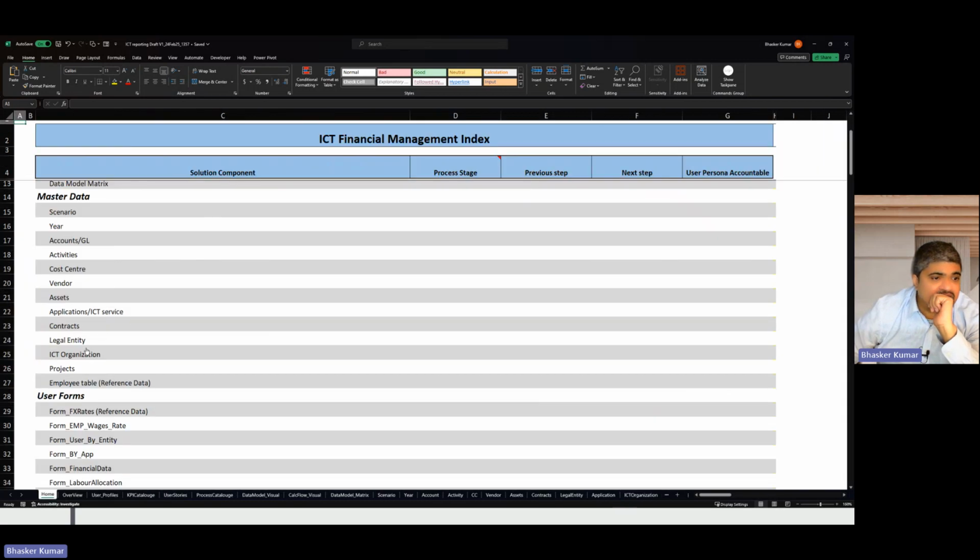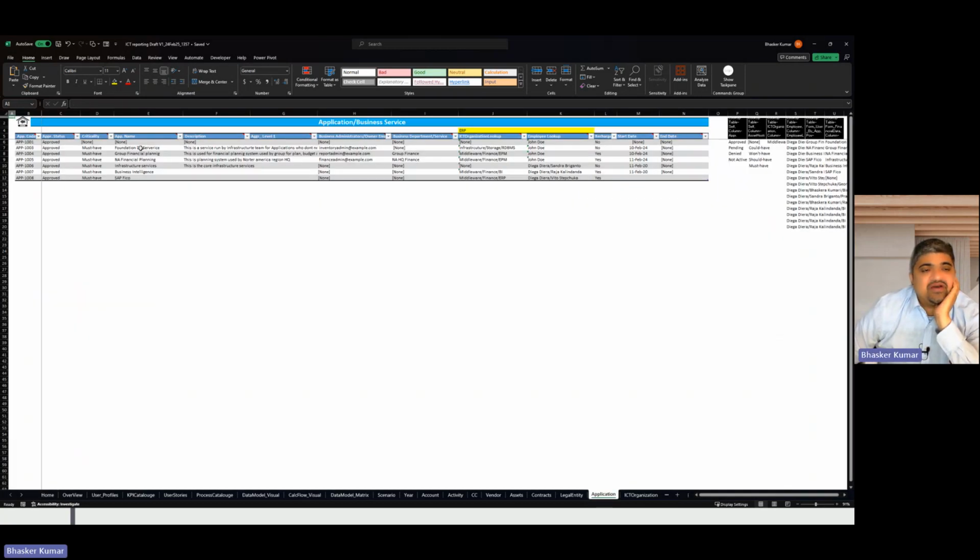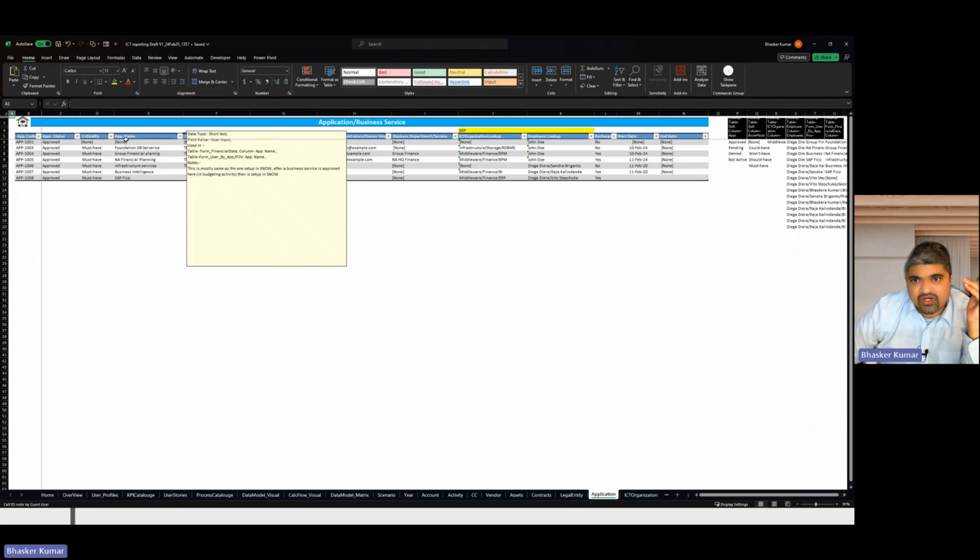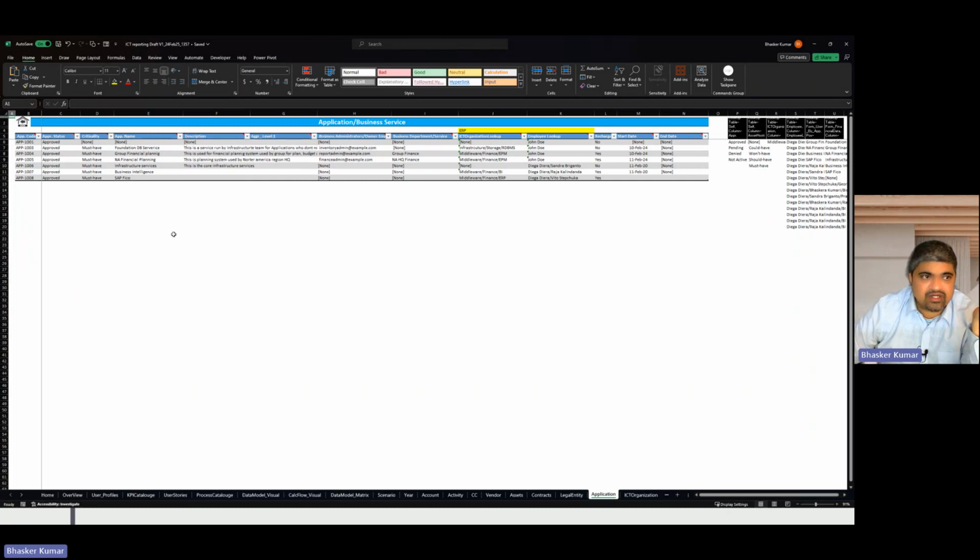Then if you look at the business services, so I can go to ICT services. You can see I have one foundational DB service, group finance planning, infrastructure services, business intelligence. So these are the app names or business service names. So this needs to be defined because eventually TCO will be calculated at this level. Whatever you define here, TCO will be calculated at that level.